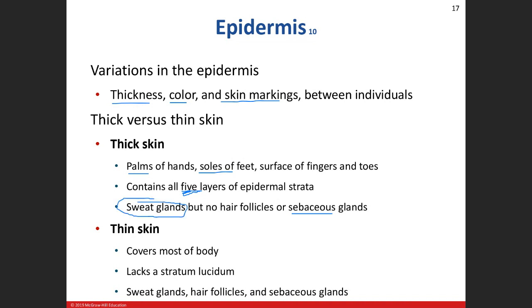All right. So we know where the thick skin is, so thin skin's everywhere else. Head, face, back, arms, knees, calves, all those areas there. Except it does not have a stratum lucidum, so it only has 4 layers. But it has sweat glands, and it has hair follicles. Look on the back of your arm. And so therefore there's hair follicles, there's sebaceous glands.